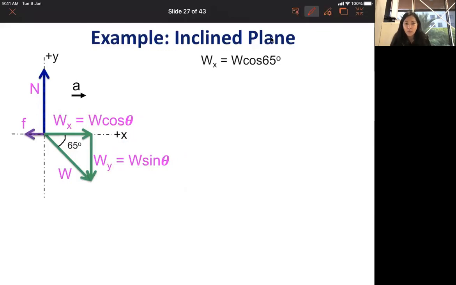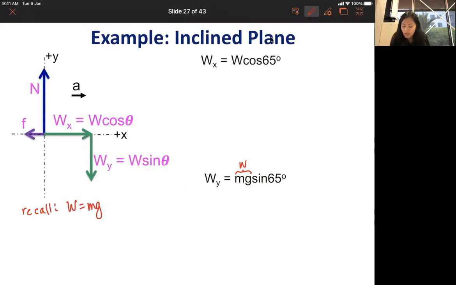Right, so the x component of the weight force is the weight times the cosine of the angle relative to the x-axis, which is 65 degrees. And the y component is the weight force, I expanded it there now. Recall that weight is equal to mass times gravitational acceleration. These two together is actually the weight force multiplied with sine 65 degrees.